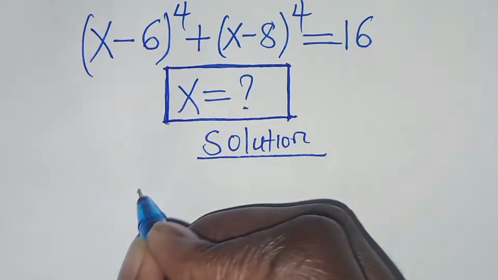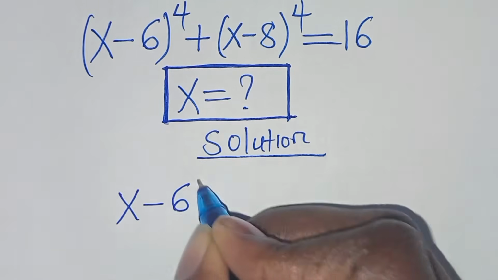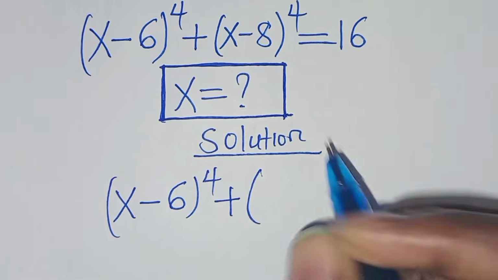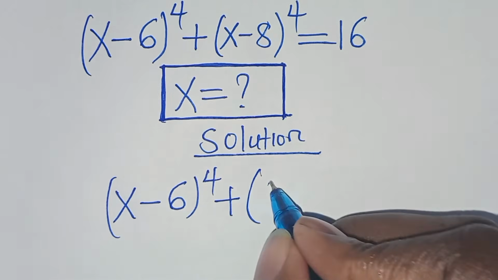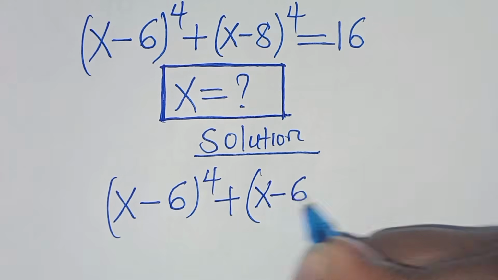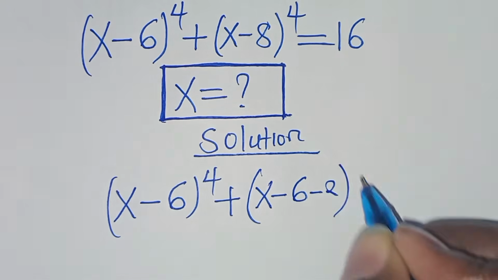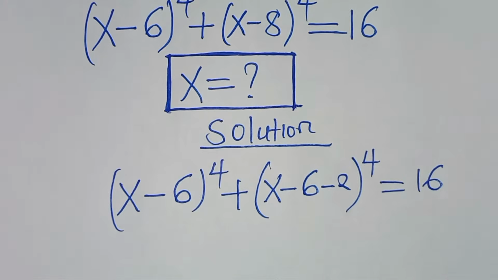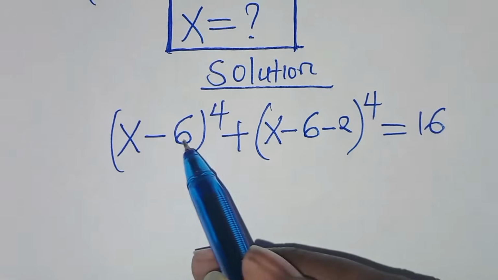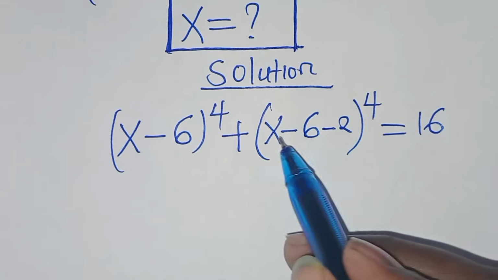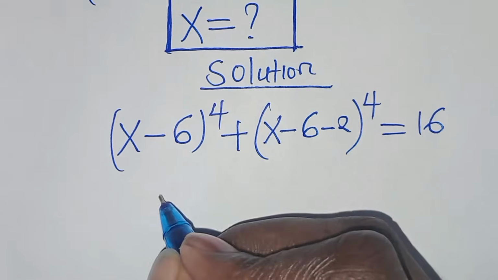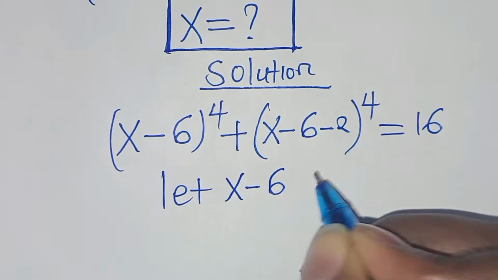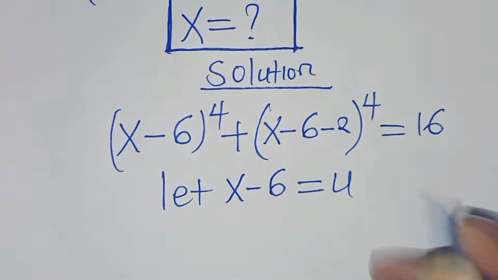So we have (x - 6)^4 plus, we can express x - 8 as (x - 6 - 2)^4. This is equal to 16. Now, we have x - 6 here and we have x - 6 here. So this implies that we can let x - 6 be equal to u.